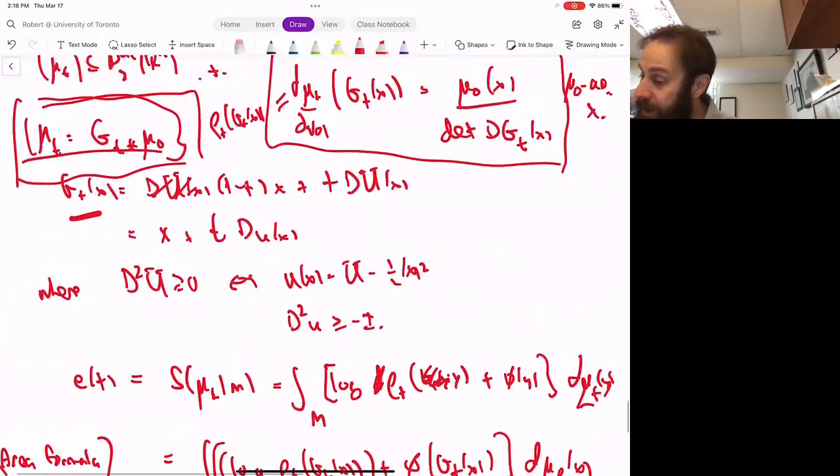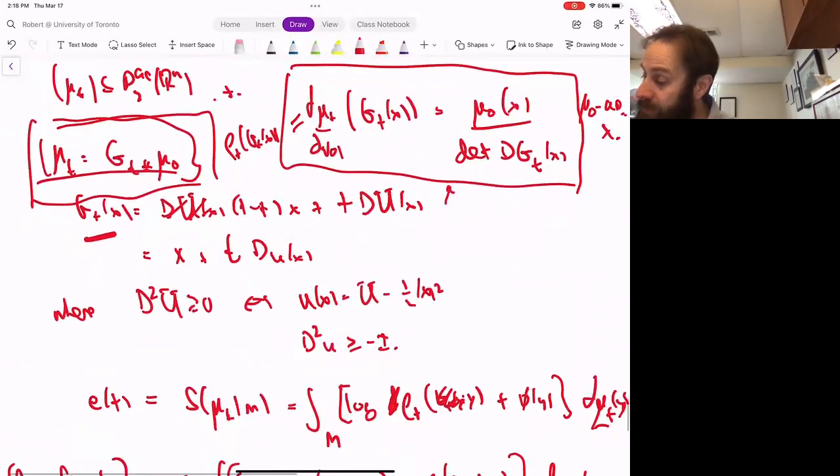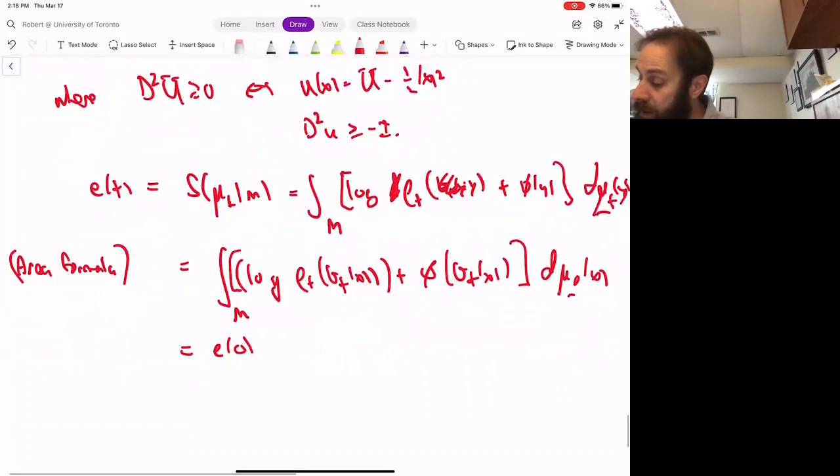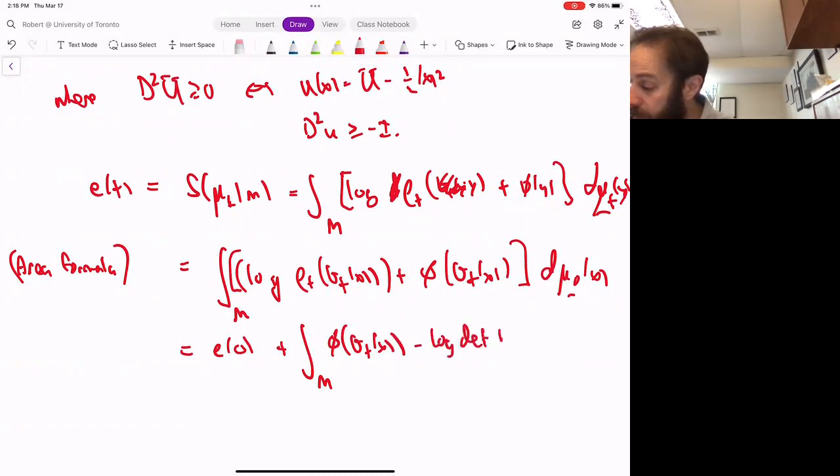Maybe I don't need it. So I definitely need this Monge-Ampère formula. So I'm going to substitute from that, and I'm substituting under the logarithm. So the log of rho naught integrated against mu naught is just going to give me e at zero. And what's left over is the integral of phi of gt of x minus log of the determinant of dgt of x. Great. I didn't need the area formula.